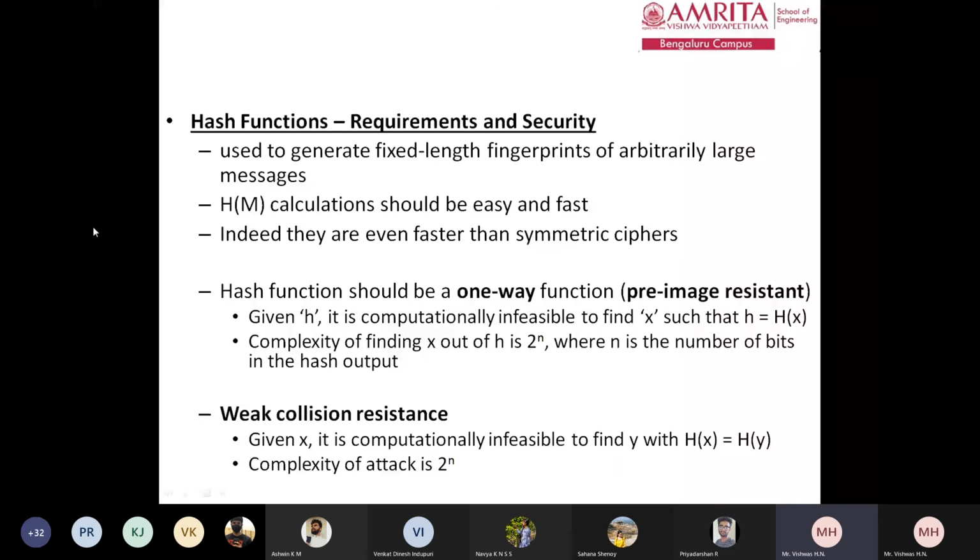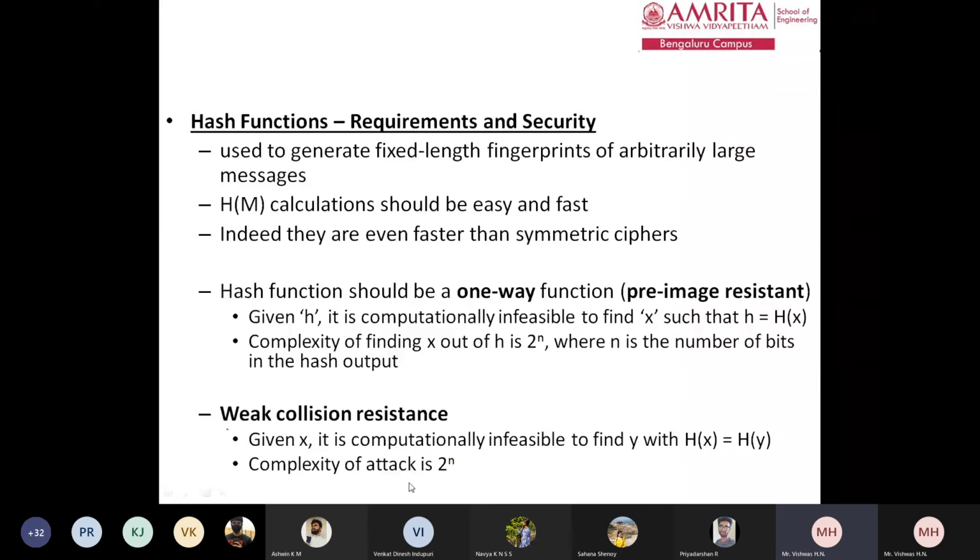The complexity of finding x, that means the message, out of the hash function is 2 to the power n. It's an NP problem basically, students, which is we cannot say impossible, but highly difficult. Is that clear? That is what 2 to the power of n, exponential problem, or NP problem, you can say. Okay. So weak collision resistance.